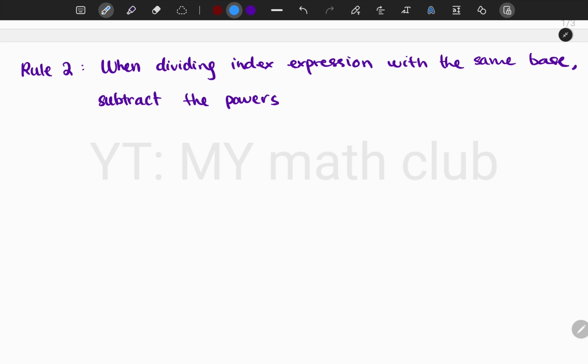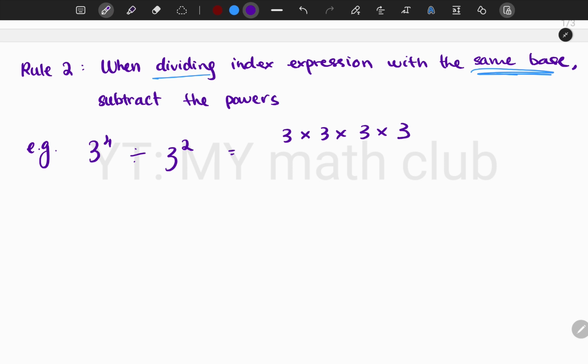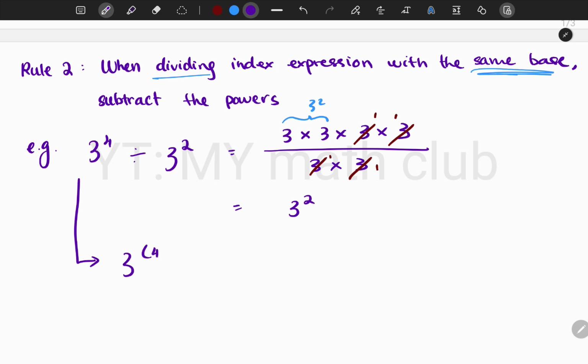Rule number 2. When dividing index expression with the same base, subtract the powers. Again, notice that this rule only applies when the base is the same, but this time we're looking at a division operation. So let's look at an example again. 3 power of 4 divided by 3 power of 2. And we can break it down into 3 multiplied by itself for 4 times divided by 3 multiplied by itself for 2 times. So if we simplify the fraction by division, we get ourselves 3 squared. And so it would have just been the same as 3 raised by the power of 4 minus 2.